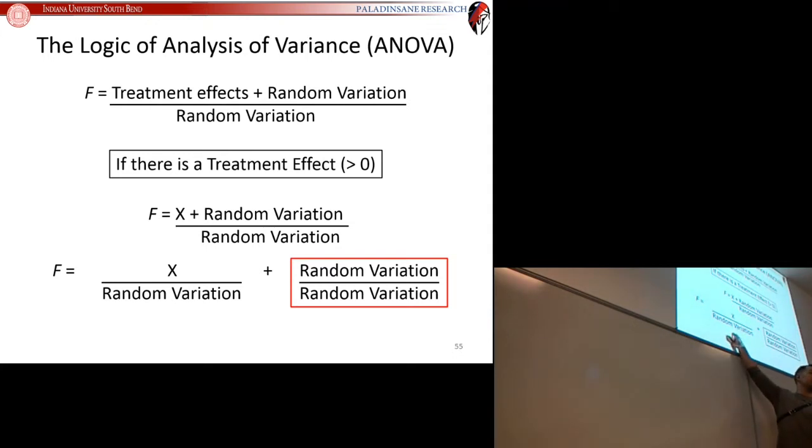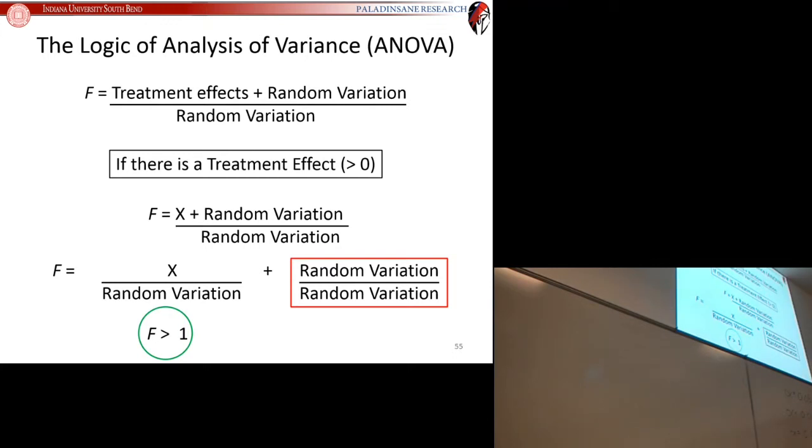This is equal to something. Something plus 1 will give you an F statistic larger than 1. So this has to be something. If there's a treatment effect, this is greater than 0. So if you get an F statistic greater than 1, that's an indication that you have a treatment effect.